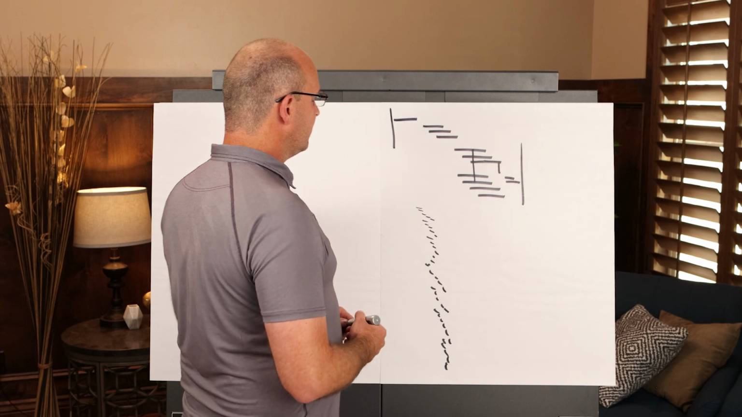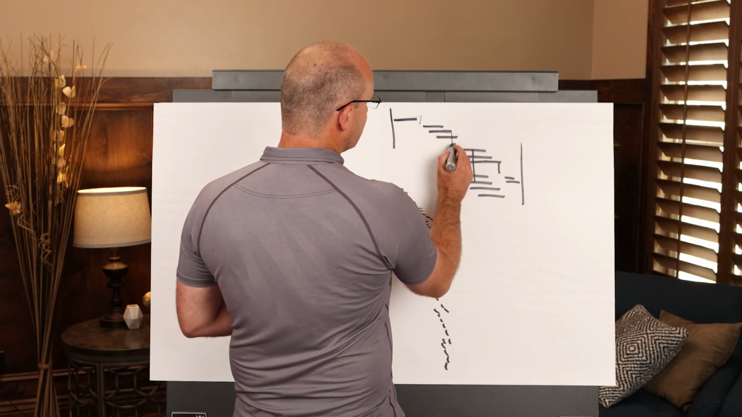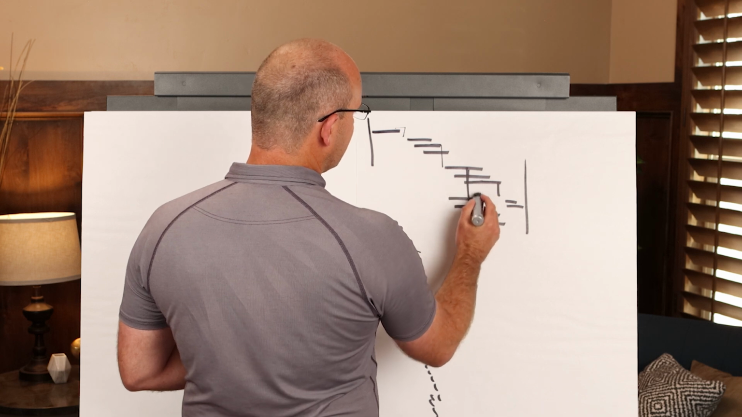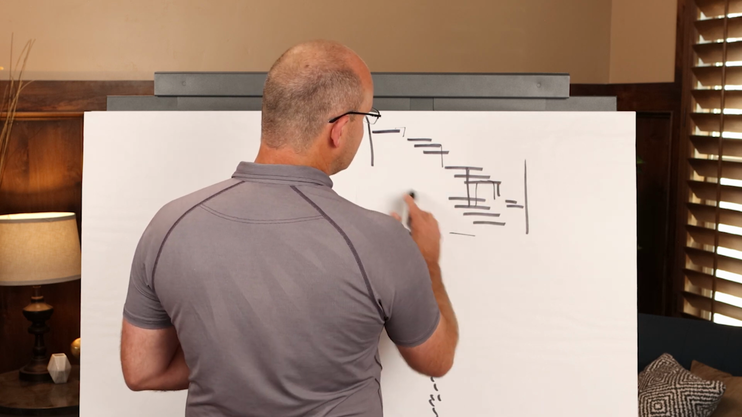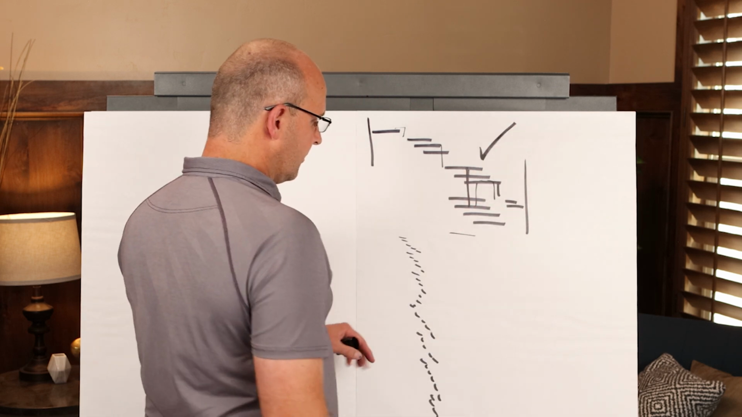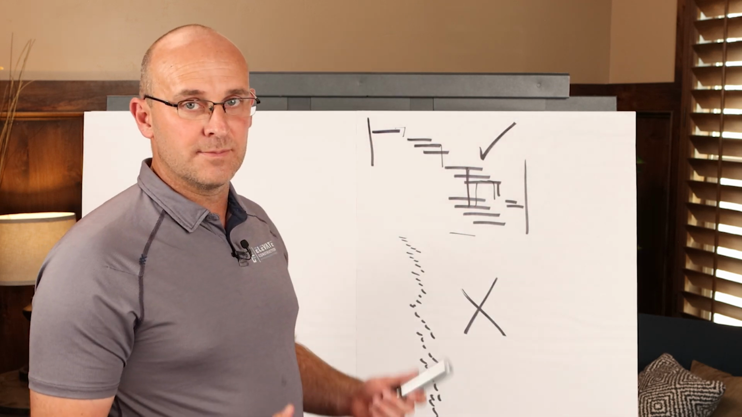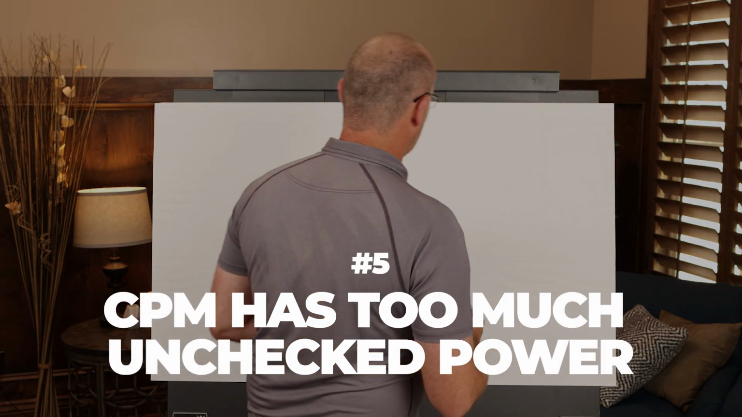I can see exactly what's going on. This is when we kick off the structure. The structure then kicks off the interiors. The exterior has to be done by this. This is when fireproofing is done. This is when we're ready for commissioning. You can see everything intact right away. You can't see anything in a CPM schedule. It hides the plan. Number 5, CPM has too much unchecked power.